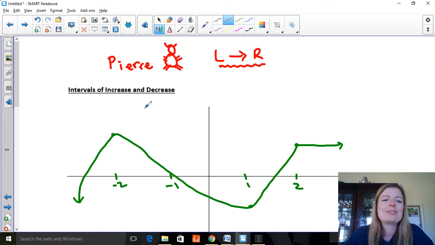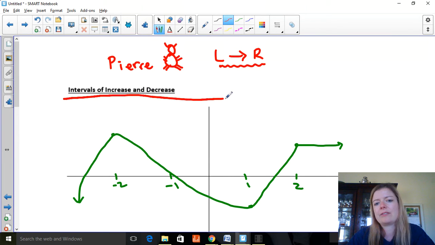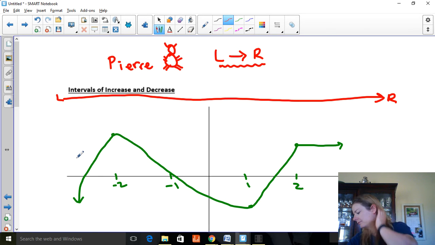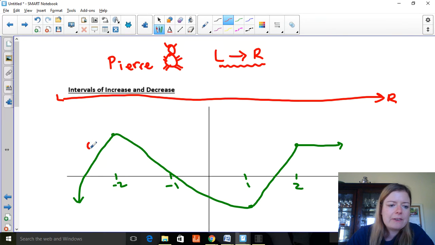So when you're looking at intervals of increase or decrease, you're always looking left to right. Some people want to start at the middle, at the y-axis, and then look this way, and then look this way, but not for intervals of increase or decrease. You've got to start left and move right. So if Pierre is climbing, then the function is increasing. Here he's going up, up, up, so here the function is increasing.